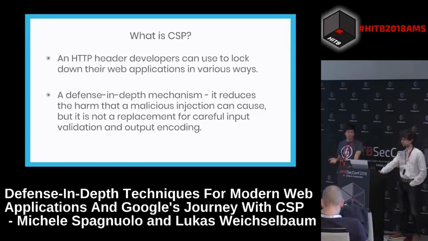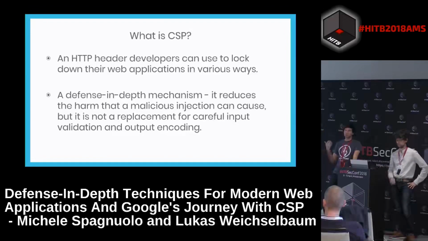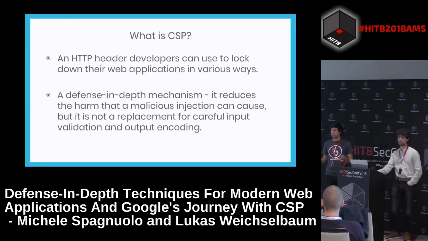So CSP is a response header. It's sent from the server to the client, and the browser takes that header and allows the developer to restrict certain features in the web platform for that application. We use that to mitigate cross-site scripting. It is very important to highlight that this is not a replacement for careful input validation, and also not a replacement for output encoding. It's a second layer of defense, right? It's not something you would roll out as your only line of defense.